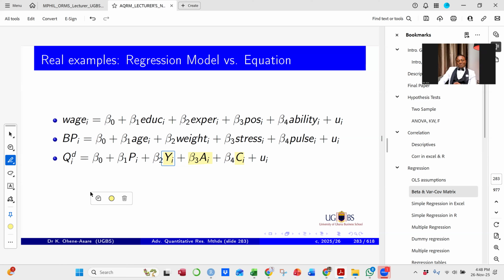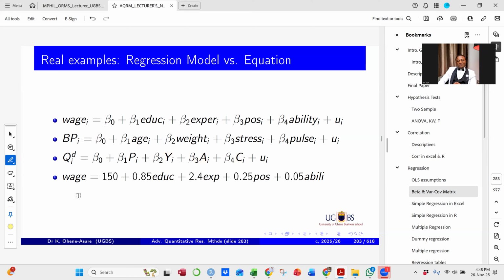Okay. Now look at the first one and this last one. They are all wage equations, but one is a model, the other is an equation. The first one is a specified model. The last one is an estimated regression equation. There are two main differences. Don't tell me one. Tell me all the two differences between the first bullet and the last bullet.